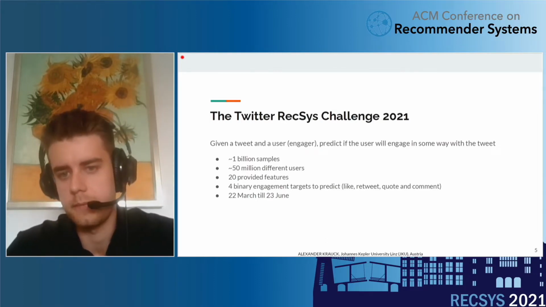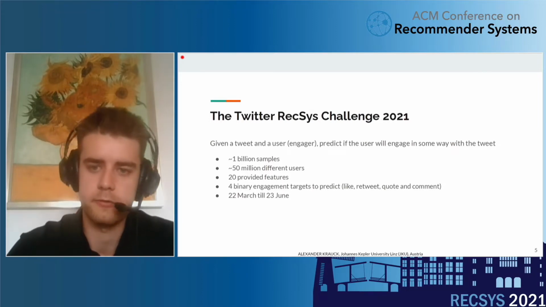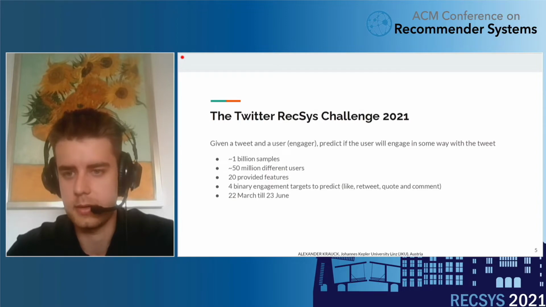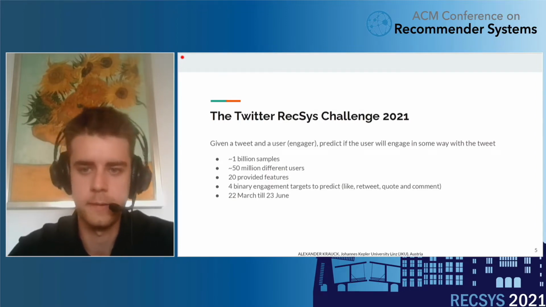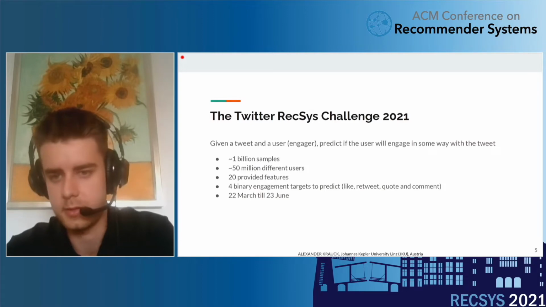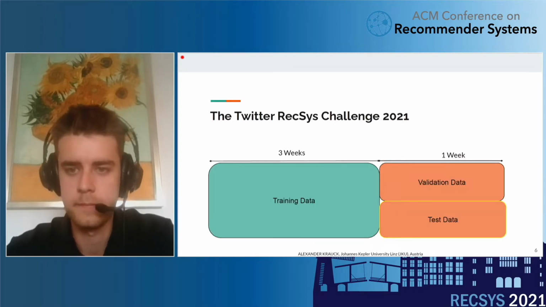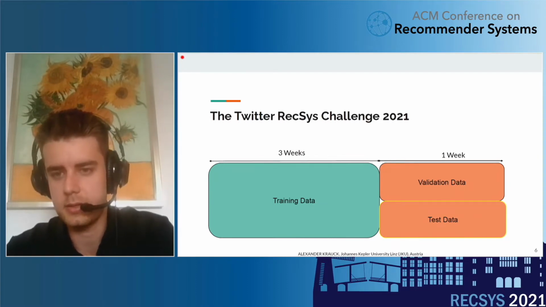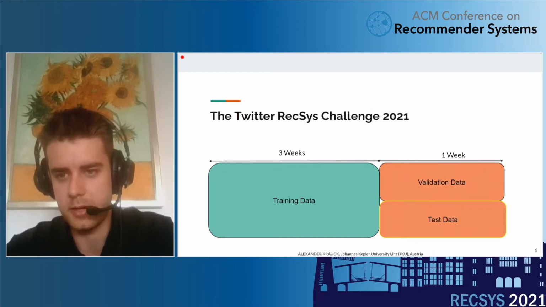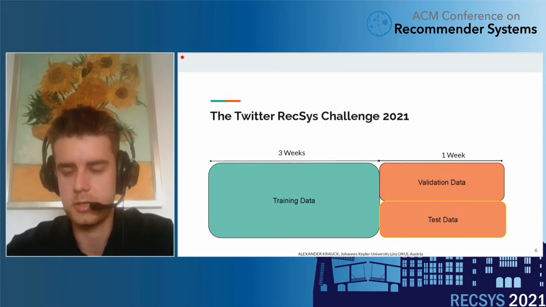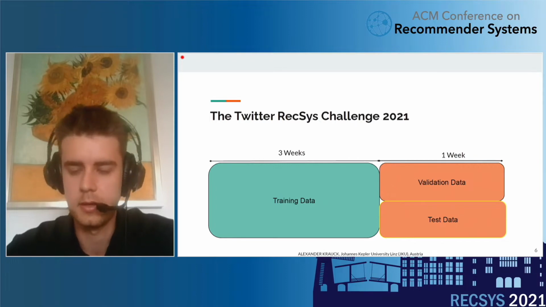For each of these 1 billion samples, there were 20 features provided that I will describe later, and 4 binary engagement targets to predict, like retweet, quote, and comment. Also, the challenge took place from 22nd of March till 23rd of June. The setting of the RecSys Challenge 2021 was that the training data was placed in 3 weeks of time, and the validation and test data was placed in the week after the training data.